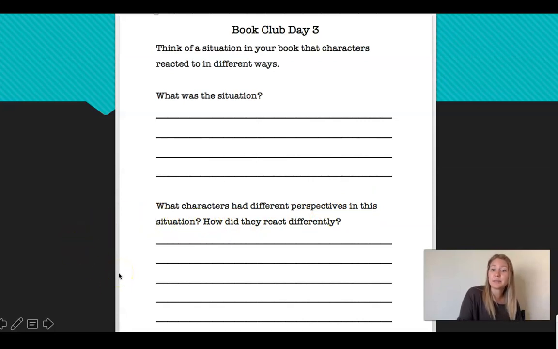Okay, so we're going to do an example of this with Number the Stars. To do that, we have to go back and look at some of the text.